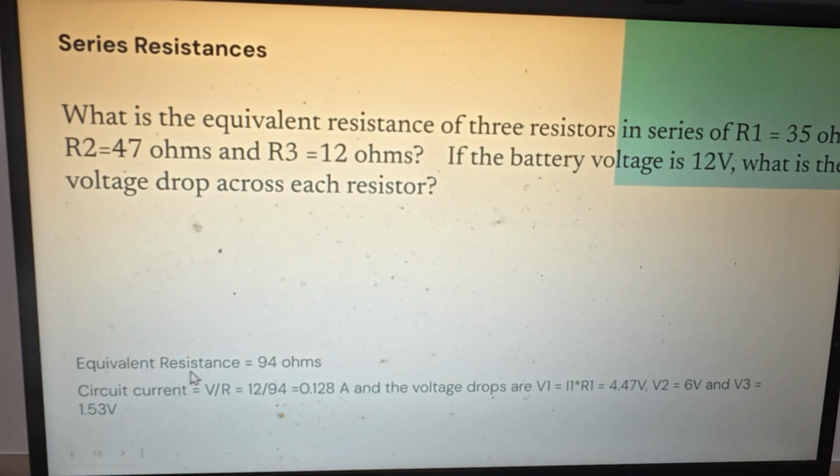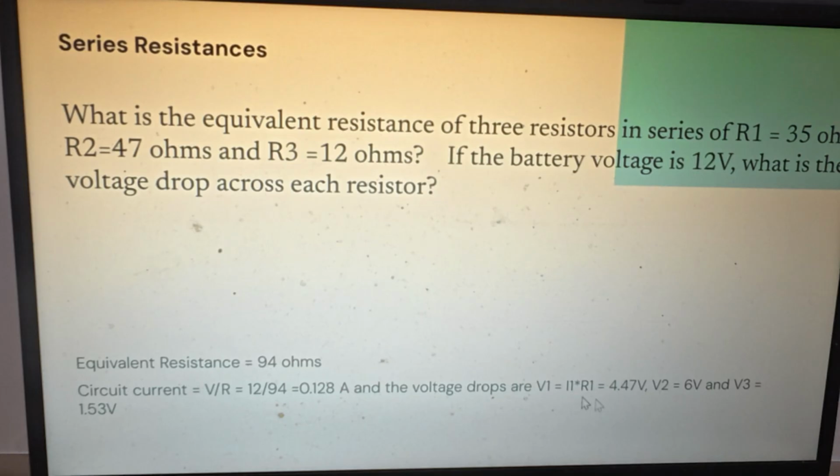So the equivalent resistance is simply the sum of all these, 35 plus 47 plus 12. That's 94 ohms. The circuit current is the voltage divided by the resistance. So it's 12 divided by 94. So it's 0.128 amps.